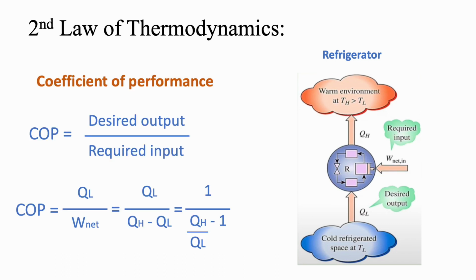Now, how can we determine the efficiency of this system? Simply use the COP formula, which is the desired output over the required input. In this case, our desired output is the cold refrigerated space, denoted as QL, divided by the required input to the system, which is work in.